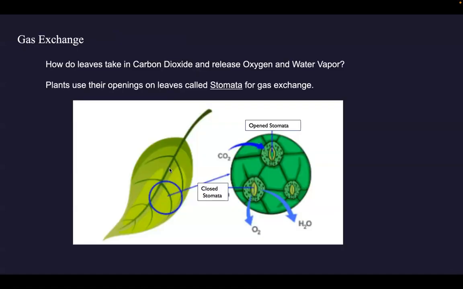So how do leaves take in carbon dioxide and release oxygen and water vapor? Leaves are able to do this by having openings on the surface of the leaves, on the underside of the leaves. They're called stomata. When the stomata are open, that allows exchange, and whenever they're closed, we're allowing the release of oxygen and water vapor. So it's just to take things in and out. Plants use these openings for gas exchange. Stomata.